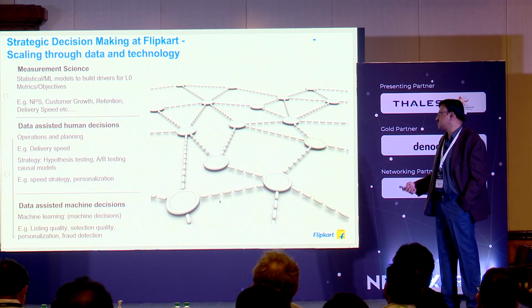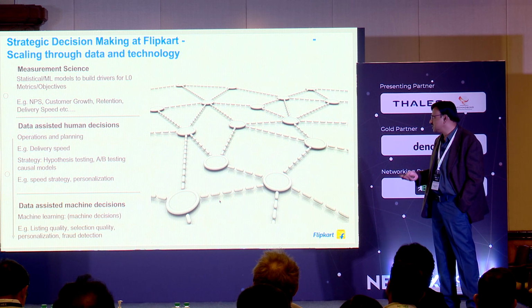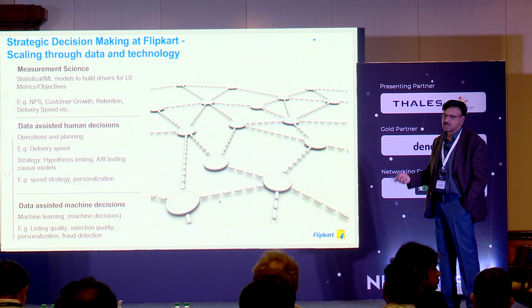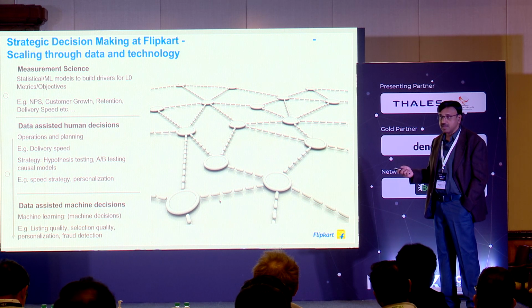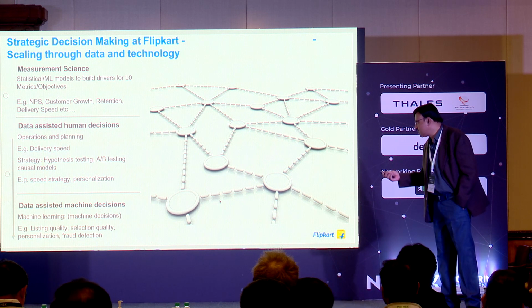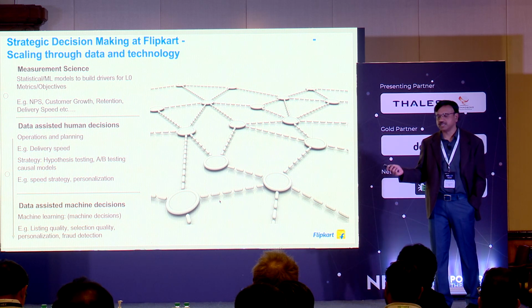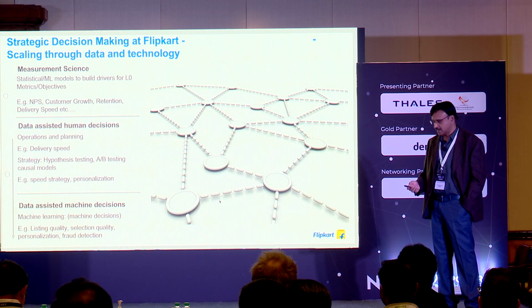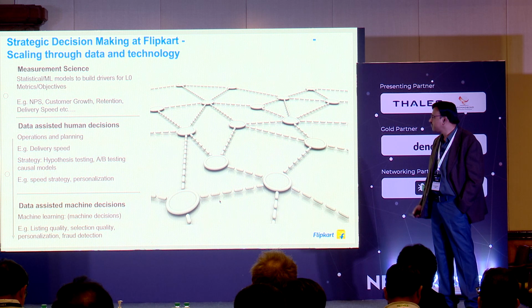Then there are data-assisted human decisions. It could be operations, planning, and strategy. It could be things like what are your key hypotheses, how do you test them, running A/Bs, running synthetic controls, and so on and so forth. And then the last piece is machine learning and AI. What are the key machine decisions that we take care of?